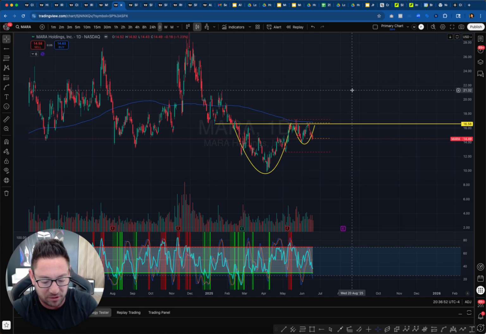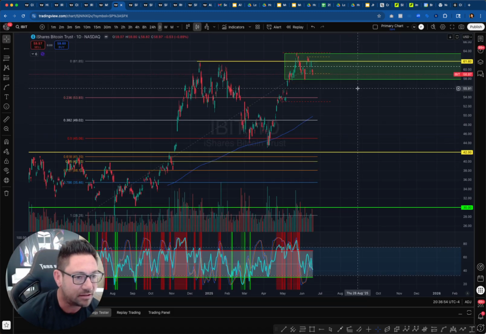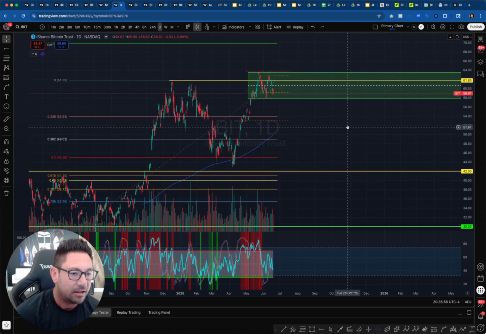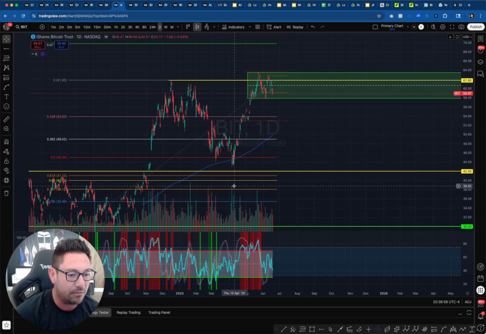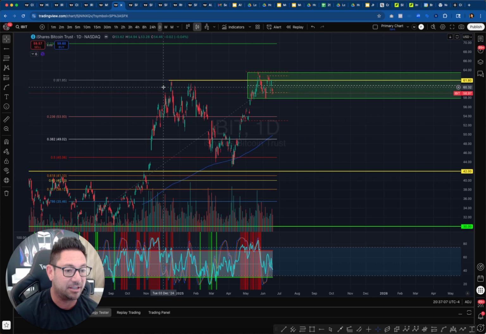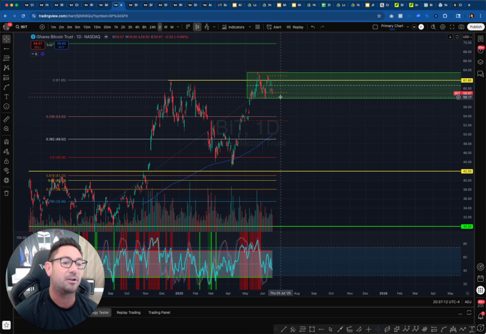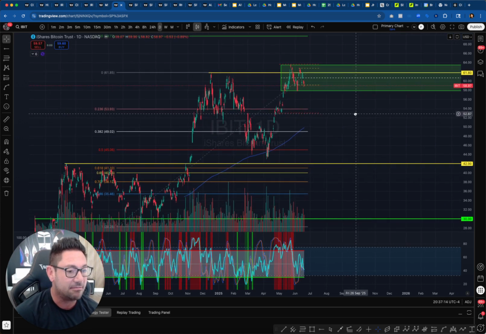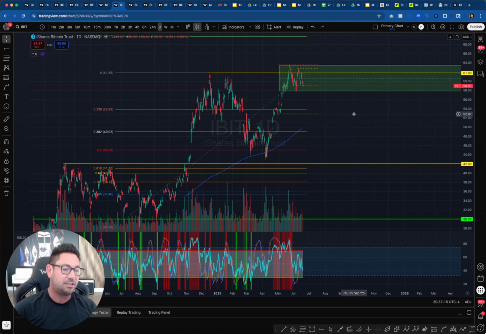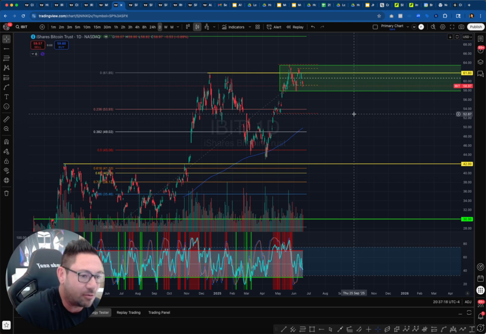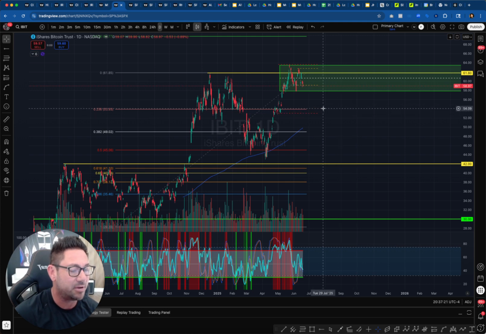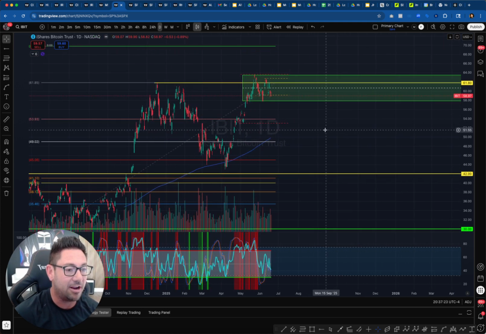Let's quickly look at IBIT, because this one's interesting too. So massive accumulation, bull flag, consolidation, building a nice bull flag. This one I think is primed to launch from here, along with obviously Bitcoin. So I like it. All these look pretty good to me, assuming the stock market and the economy cooperate and don't deteriorate from here. I think we're going a lot higher, guys.